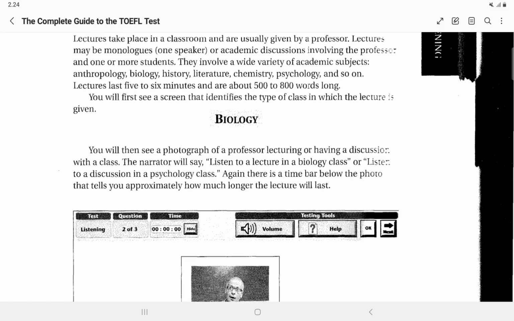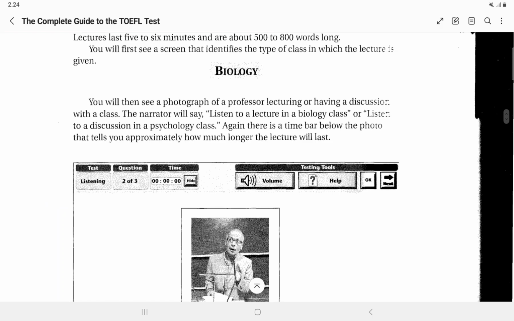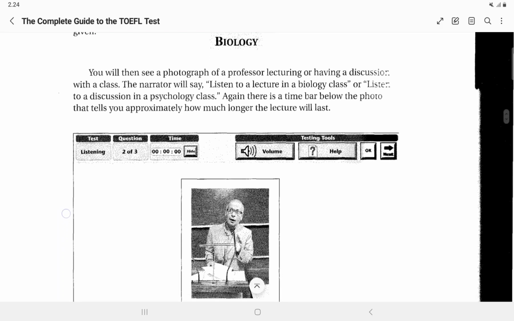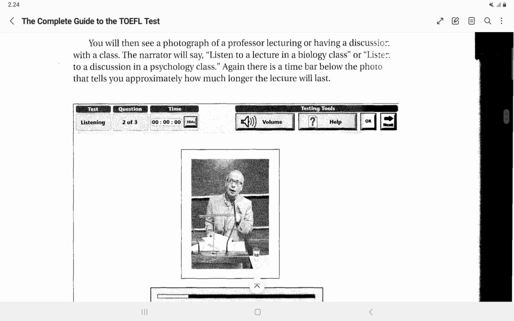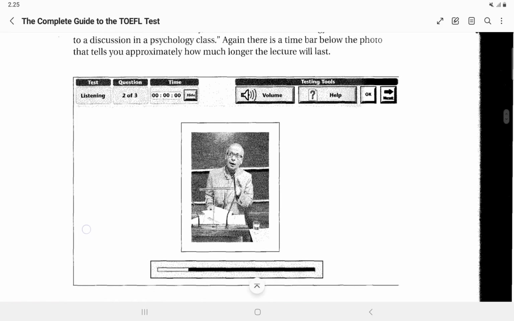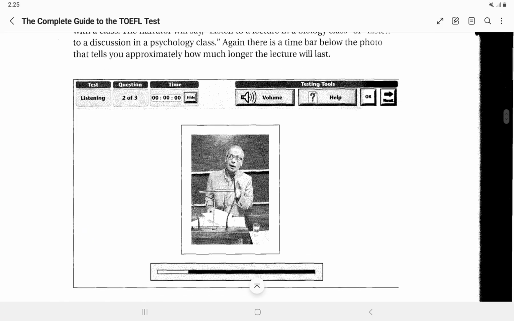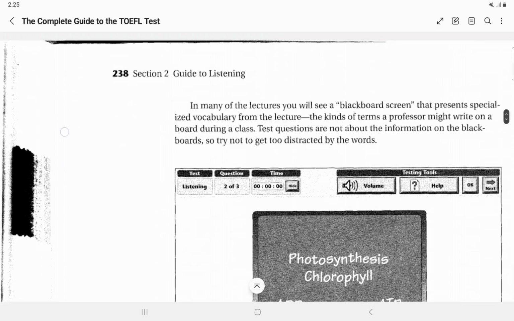Lectures last 5 to 6 minutes and are about 500 to 800 words long. You will first see a screen that identifies the type of class in which the lecture is given, biology. You will then see a photograph of a professor lecturing or having a discussion with a class. The narrator will say, listen to a lecture in biology class. Listen to a discussion in a psychology class. Again, there is a time bar below the photo that tells you approximately how much longer the lecture will last.